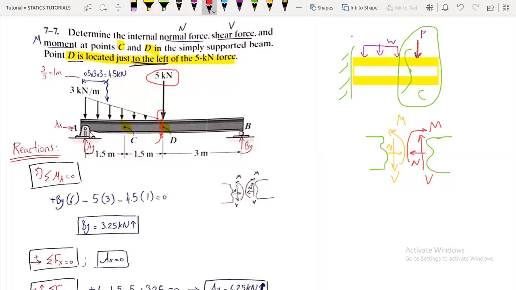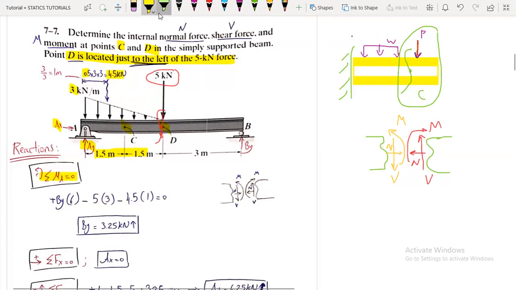So first of all, we need here to find the reactions first. So taking the summation of moments about point A, okay, we have what? These will not be included in the equation. So here we have a triangular distributed load. So the area will be half multiplied by the length, which is 3 meters, multiplied by the height, which is 3. Okay, so half multiplied by 3 multiplied by 3 is 4.5 kilonewtons.